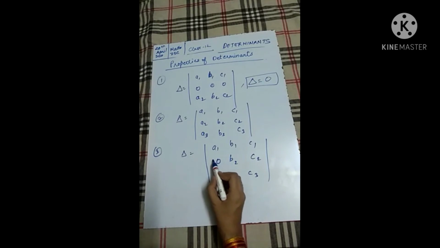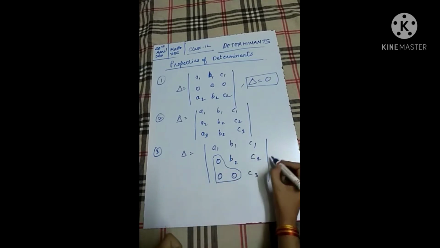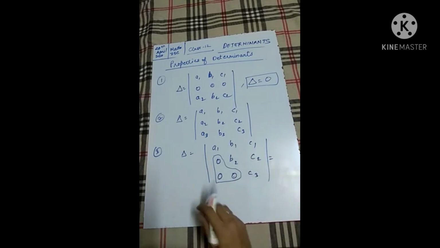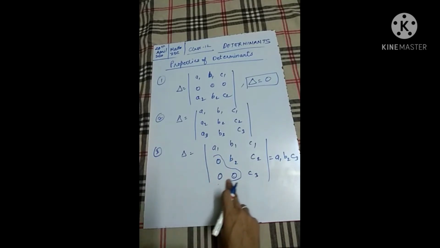If you have a lower triangular matrix, where all the terms here are 0, then the property says the final answer is found by multiplying all the diagonal position elements, that is a1 into b1 into c3. So if you have a condition where the lower triangular elements are 0 like this, then you have to multiply the diagonal elements like this.